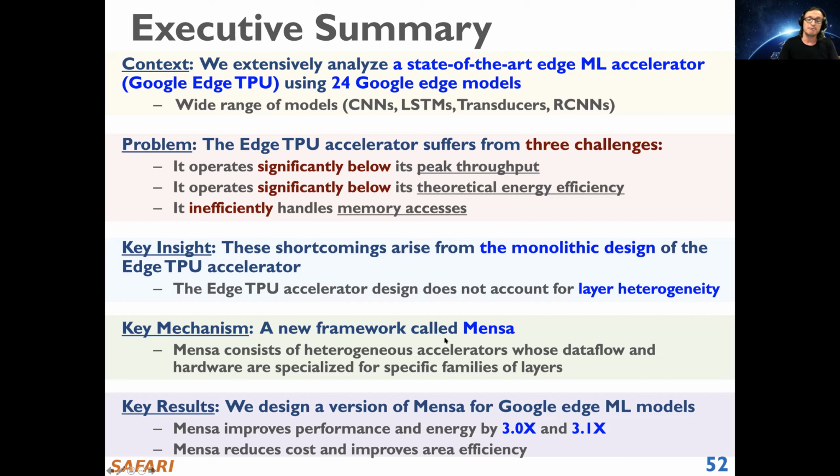And we map these to accelerators that have different data flows and different specializations. For example, we have 2 data-centric accelerators versus 1 compute-centric accelerator in Mensa. And then we have a runtime system that maps the incoming layers to the different accelerators and orchestrates data movement between them. And if you actually design such an accelerator, we have a version of this with 3 different accelerators for Google Edge machine learning models. And we find that Mensa improves performance and energy efficiency by 3x and 3.1x for these models. And it also reduces cost and improves energy efficiency compared to a monolithic accelerator, which has to be designed to cater for kind of the worst case, if you will.